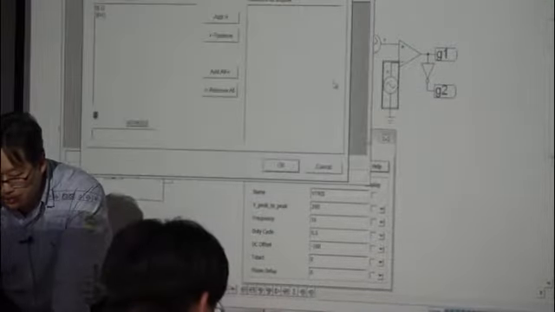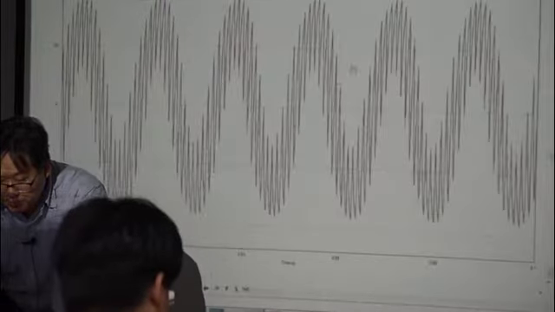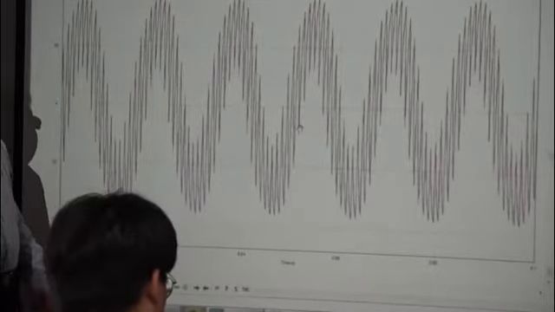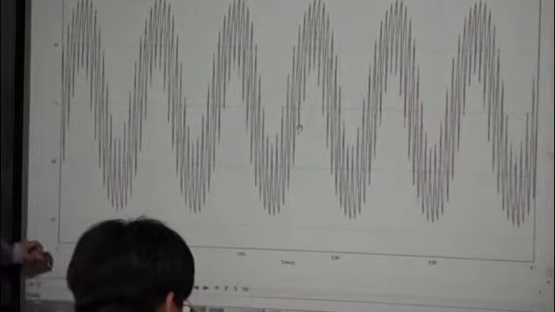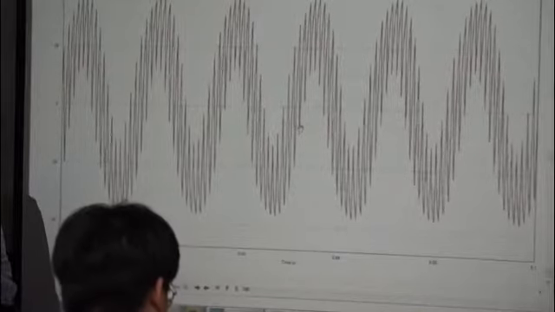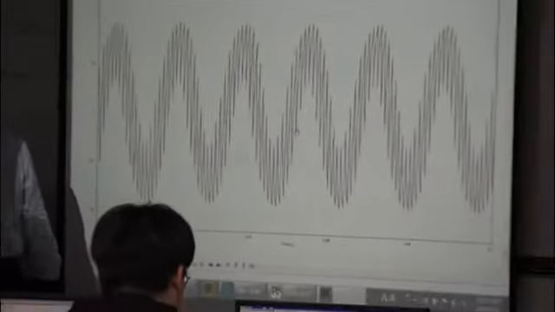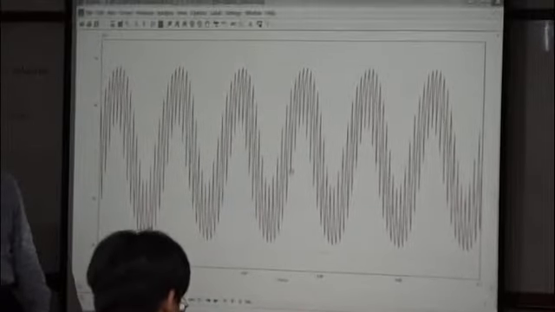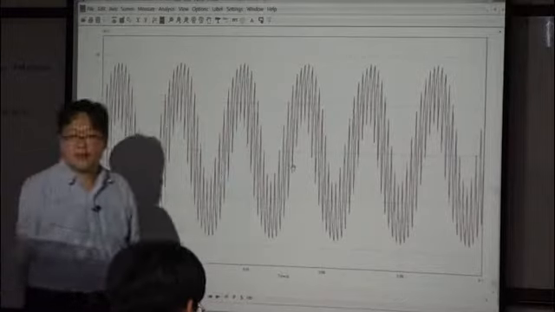So here, if your current is like that, then this is okay, right? Now, let's change your carrier frequency. Originally, it was 1 kilohertz. Now, you change it to 10 kilohertz. Then compare the result of the current, okay?